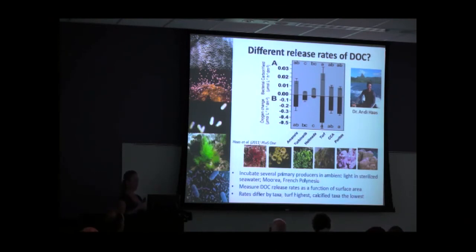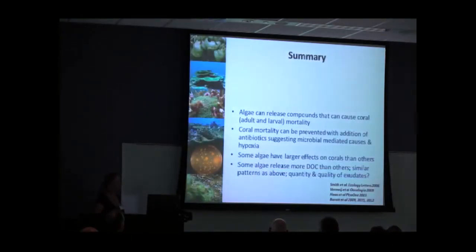So as the bacteria are eating up this DOC, they're metabolizing, they're respiring, and they're using this oxygen. So we see different effects for different species, but the turf algae seem to have the largest impact on not only DOC release, but also on microbial communities.